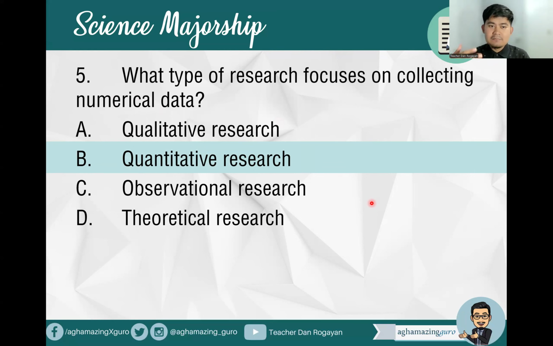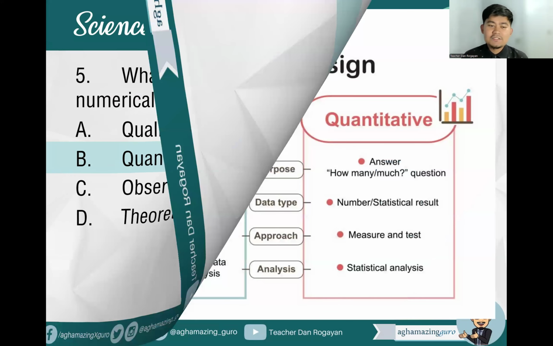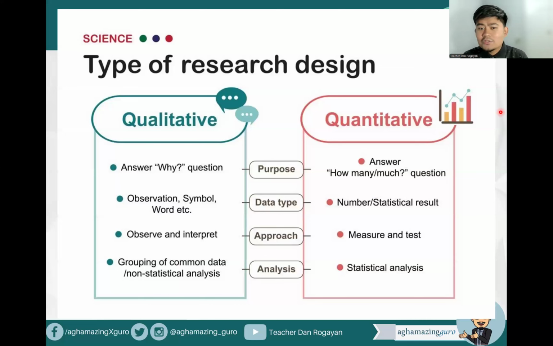Words, feelings, emotions, descriptions, that's qualitative research. So when we answer the why question, we deal with qualitative, while how many or how much we deal with quantitative. For data type, qualitative uses observation, symbols, words, descriptions. Now for quantitative, we use numbers, statistics, statistical results. So for approach, we observe and interpret in qualitative, while for quantitative, we measure and test.